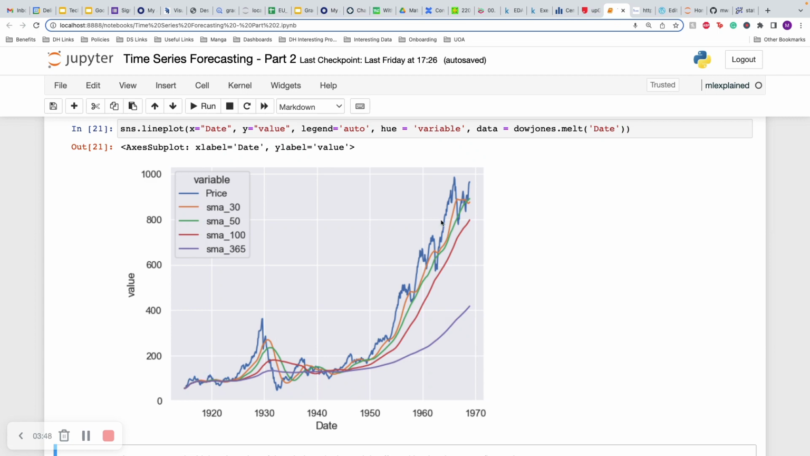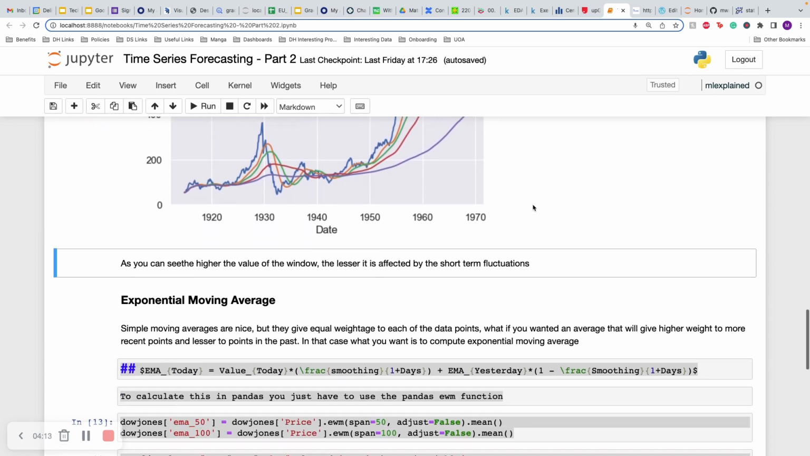Now, which moving average you really need to use is entirely up to you. Technical traders usually calculate all of these and they say, okay, this is a 50-day support, 100-day support, 365-day support. I don't believe in such things. I don't think anyone can predict where the stock market is going, but that's entirely up to you. You can calculate these using stock market data and do analysis if you want.